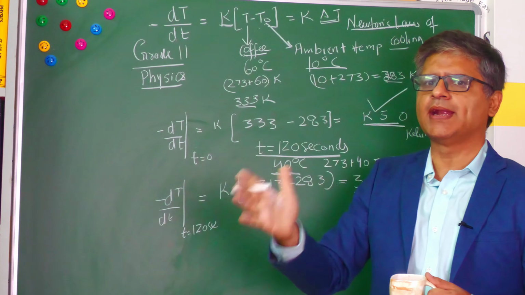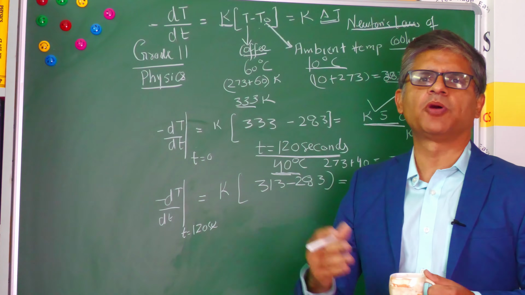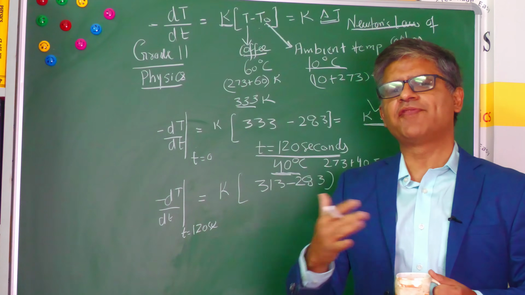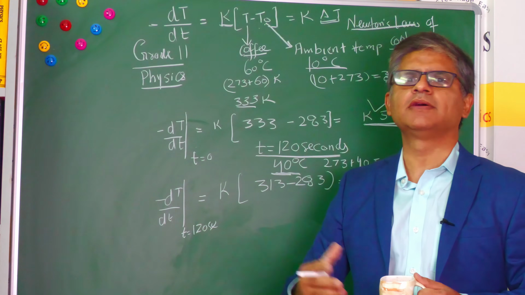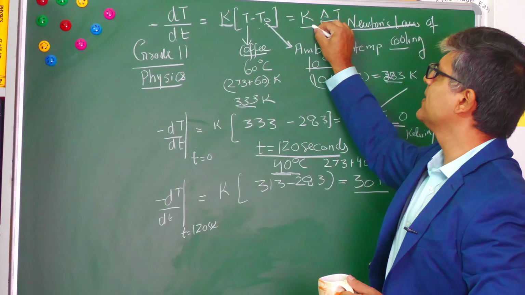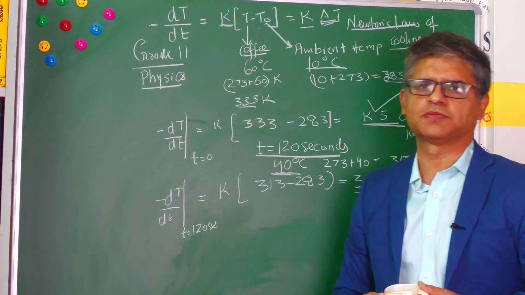It deals with the rate at which a body loses temperature. And it says that the rate at which the body loses temperature is dependent on the difference between the temperature of the body and the temperature of the surrounding, and hence the word delta T. K is not a universal constant, but is dependent on the type of material you use.